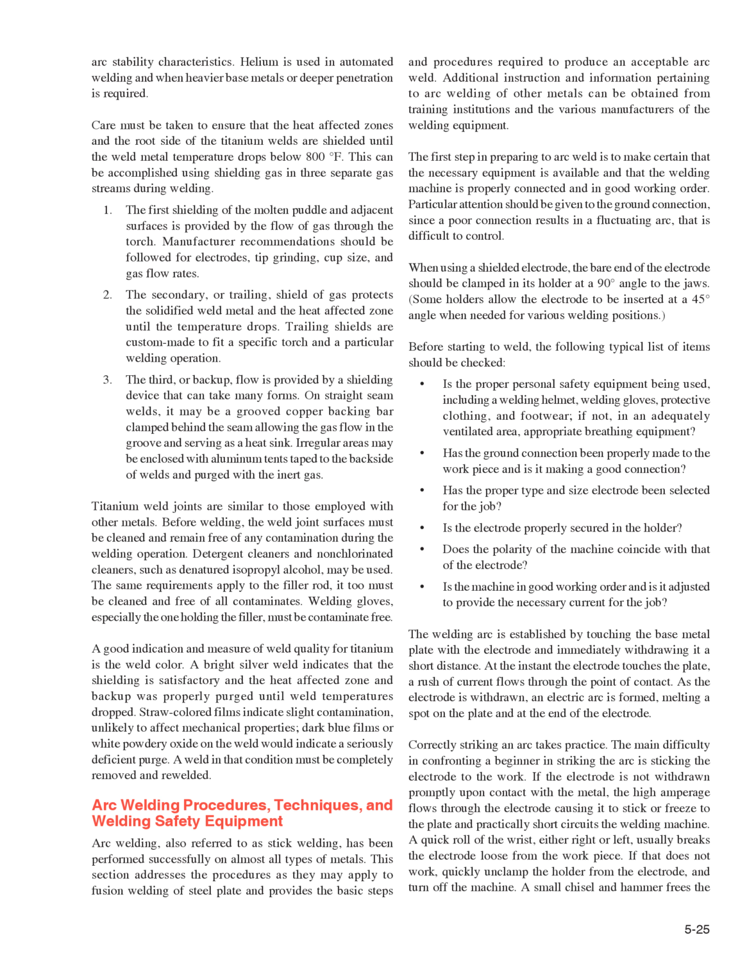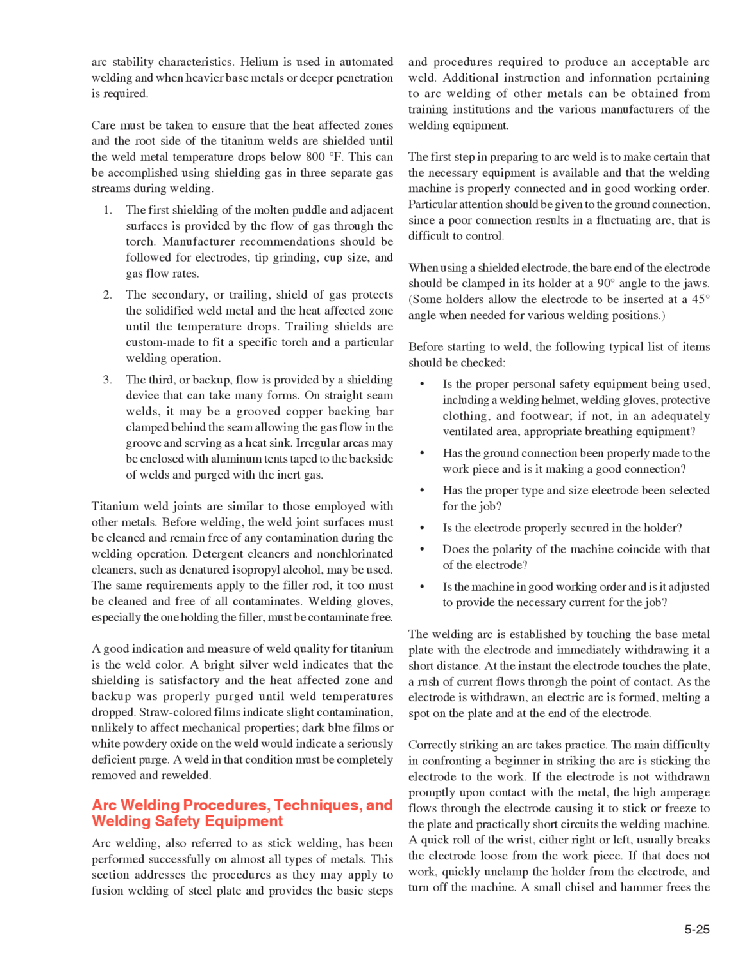The first step in preparing to arc weld is to make certain that the necessary equipment is available and that the welding machine is properly connected and in good working order. Particular attention should be given to the ground connection, since a poor connection results in a fluctuating arc that is difficult to control. When using a shielded electrode, the bare end of the electrode should be clamped in its holder at a 90 degrees angle to the jaws. Some holders allow the electrode to be inserted at a 45 degrees angle when needed for various welding positions.